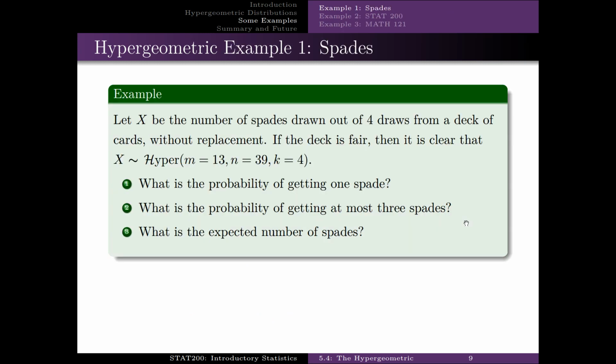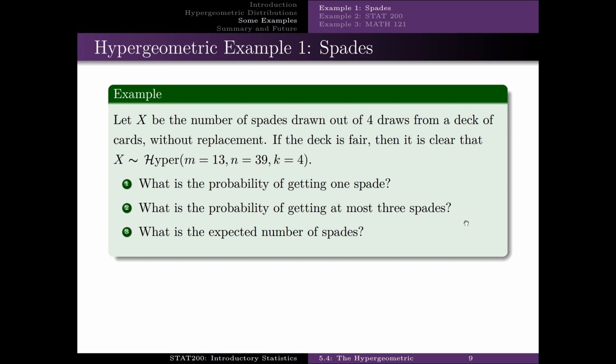So here's a couple examples. Okay, here's a few examples. Let x be the number of spades drawn out of 4 draws from a deck of cards without replacement. If the deck is fair, then it's clear that x follows a hypergeometric, with m equal to 13, the number of successes in the population. n, the number of failures in the population, is 39. And our sample size k is 4. Success, failure, sample size.